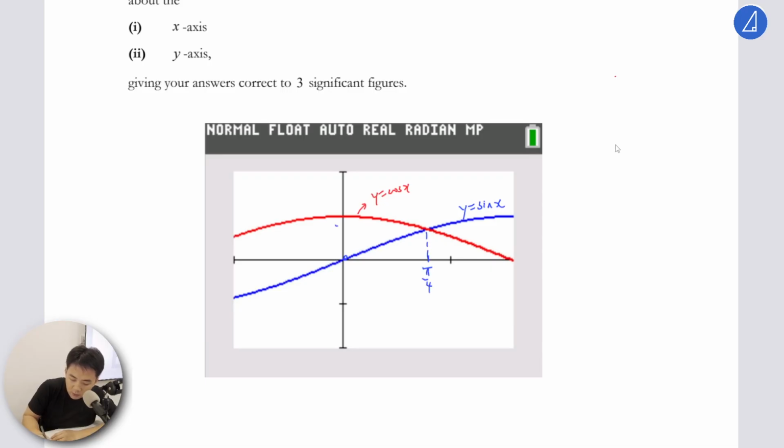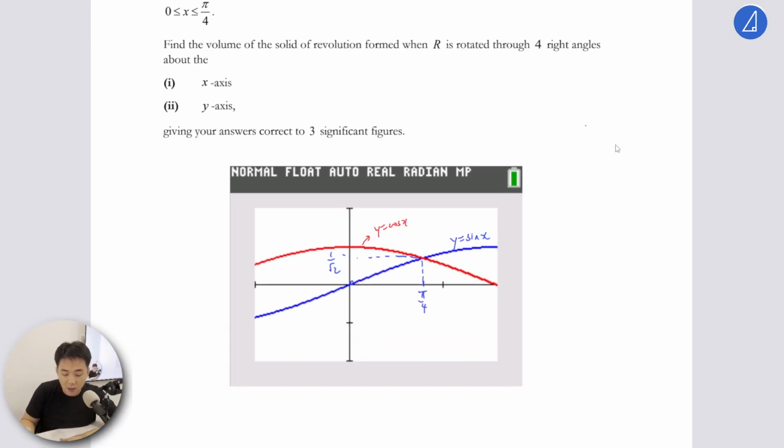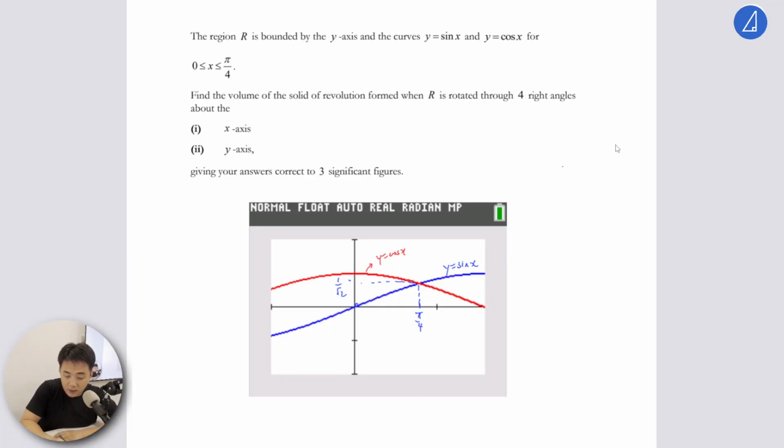Okay, at pi over 4, this is 1 over root 2. We know that. But we don't need the exact value, so it's fine. All we were told is that what we need is the curve y equals sine x here, then cosine x here, and bounded by the y-axis. So this is our region R. You have to know which is your region R.